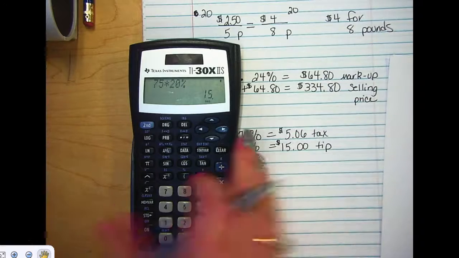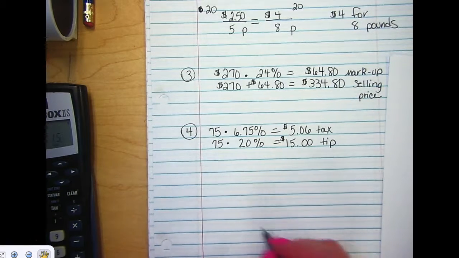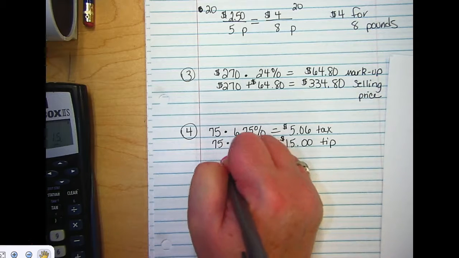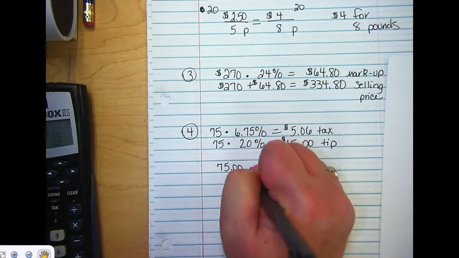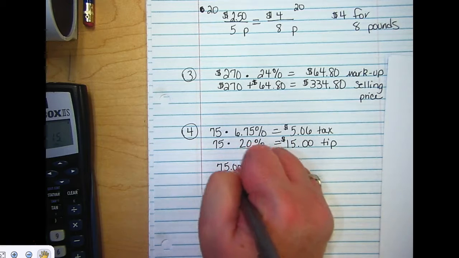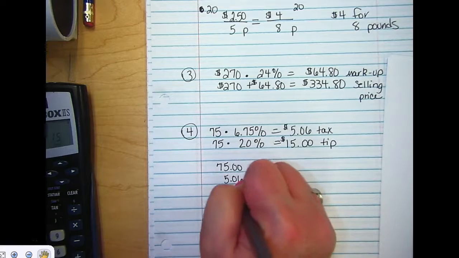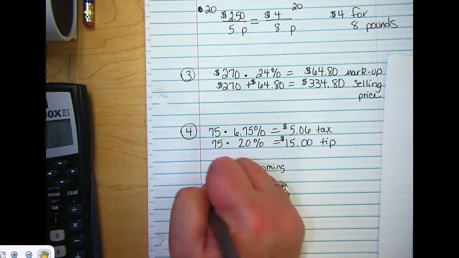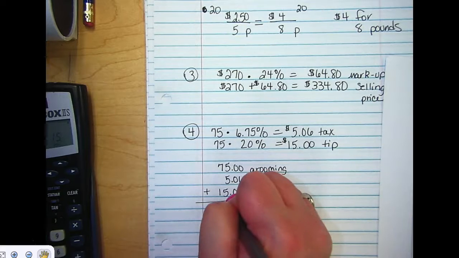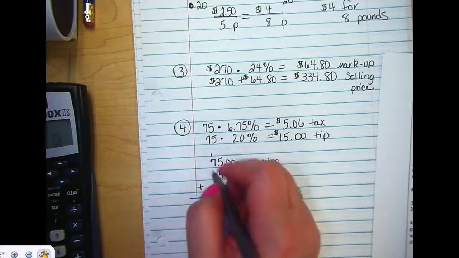So, how much are we going to pay the groomer? $95.06 because we have to pay $75 for the grooming, $5.06 for the tax, and a $15 tip. You've got to add all of that up. $95.06.